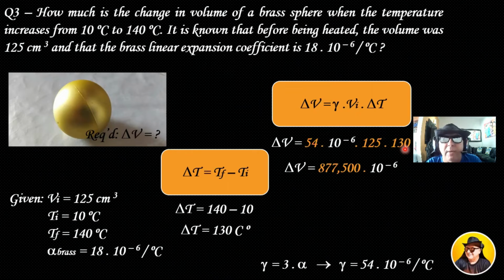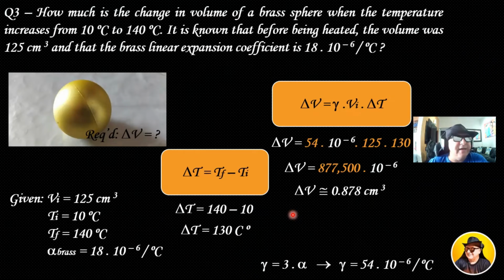How am I going to multiply this? Well, I'm going to move the decimal point 6 units to the left. The decimal point is here. Let's count. 1, 2, 3, 4, 5, 6. Okay, very good. So delta V is about 0.878 cubic centimeters.